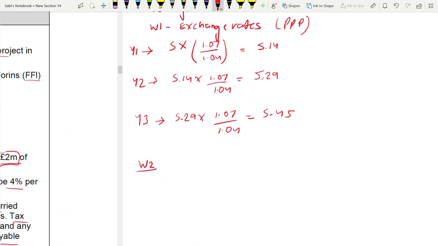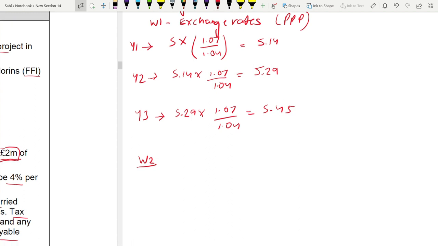This is why first finding the exchange rate helps a lot. You can work out your other stuff. For example, if you have to convert your management charges from pounds to FFI, you need your exchange rate. That's why make sure your workings are in such an order that you don't have to wait. Now you don't have to wait because you have your working one to support your working two. If you have not calculated that exchange rate, you cannot go ahead with working two. So working two is management charges.